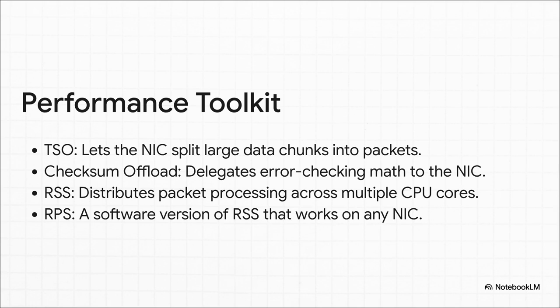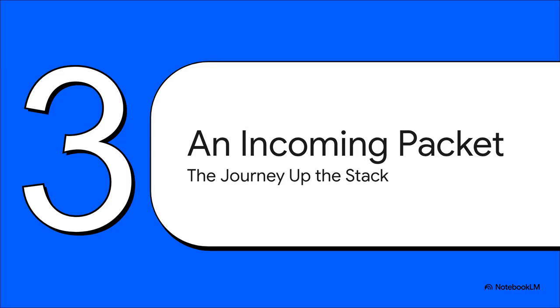You've got TCP segmentation offload, which lets the hardware do the chopping for outgoing data. We already talked about checksum offloading. Then there's receive side scaling, or RSS. This is a hardware feature that's basically like opening up more service windows at the post office, spreading the incoming packets across multiple CPU cores. And for hardware that doesn't support that, there's receive packet steering, which is a clever software version that does the exact same thing. So we know the tools the kernel has to keep up with these insane speeds.